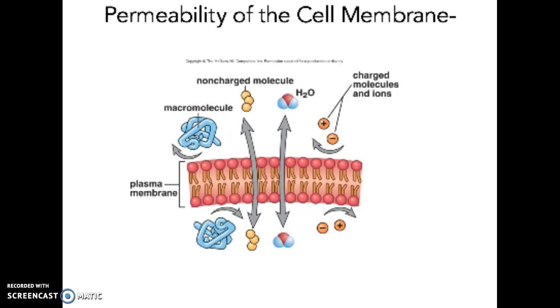Now, the permeability of the cell membrane. The plasma membrane is selectively permeable, which means it allows some substances to move across the membrane and inhibits passage of other molecules.